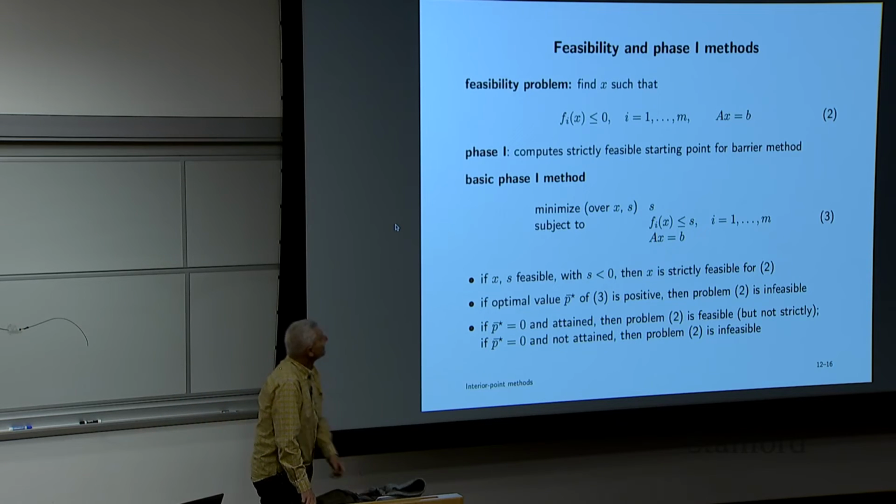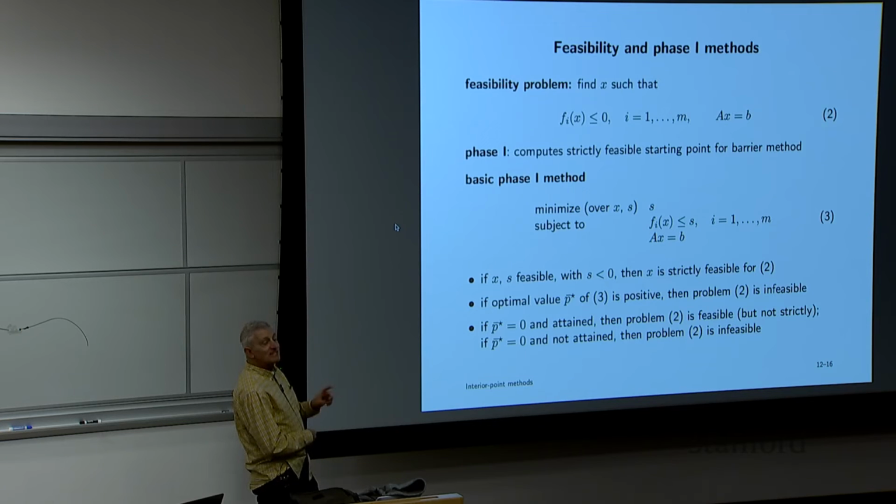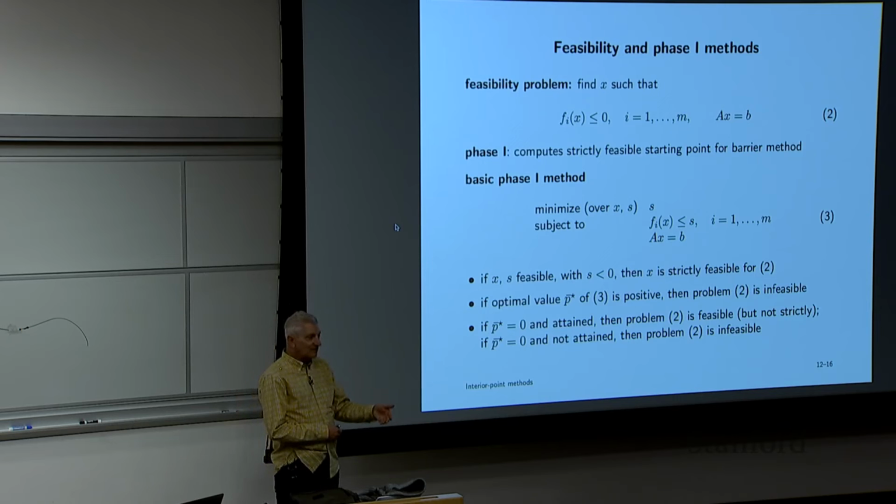So here it is. The feasibility problem is: find an x that satisfies a bunch of inequalities and maybe some linear equality constraints, right? The classical method is called a phase 1, phase 2 method. Phase 1, find a feasible point. Phase 2, run an algorithm to find an optimal point.